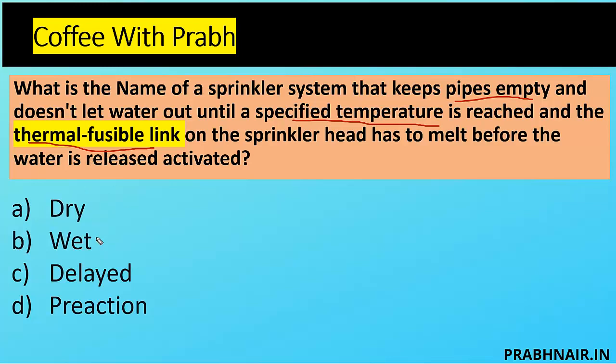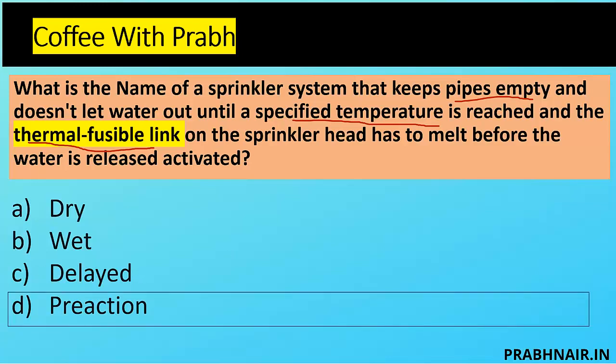Wet basically is full of water, but the question is talking about there being no water. Delayed mechanism, there is nothing called a delayed mechanism. Okay, as a water suppression system, delay as a function is there. So the answer is basically a pre-action system, because in a pre-action system, we are waiting for the thermal fusible link to be melted and then release the water.